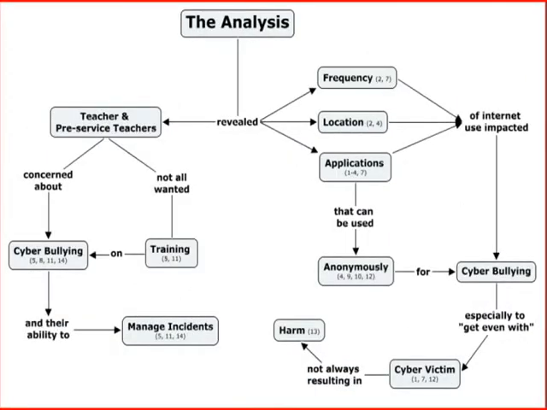Cyber victims and cyberbullies use the internet more frequently than non-victims and non-bullies. When cyberbullying incidents did occur, about 86% of them occurred at home. The internet applications used most often in cyberbullying incidents were email and instant messaging. The frequency of cyberbullying occurring anonymously ranged from 34 to 50%. As well, it was revealed that most cyberbullying was instigated for reasons relating to getting even.